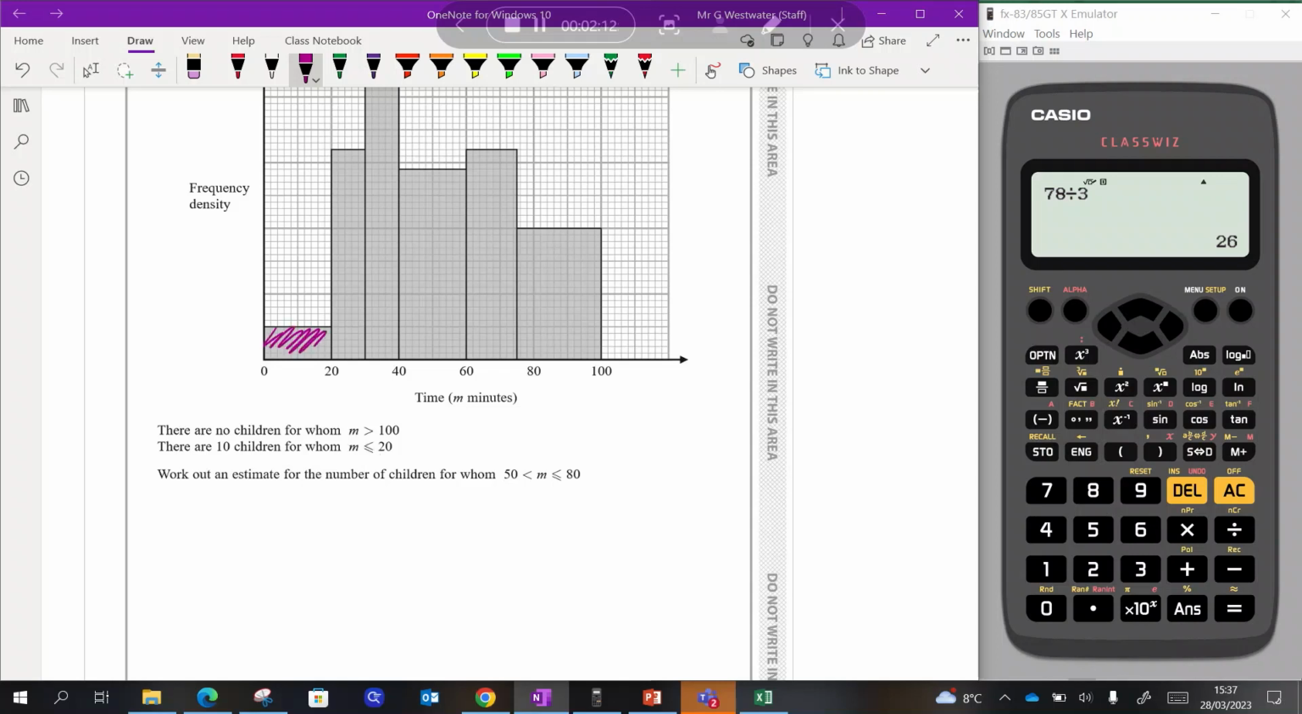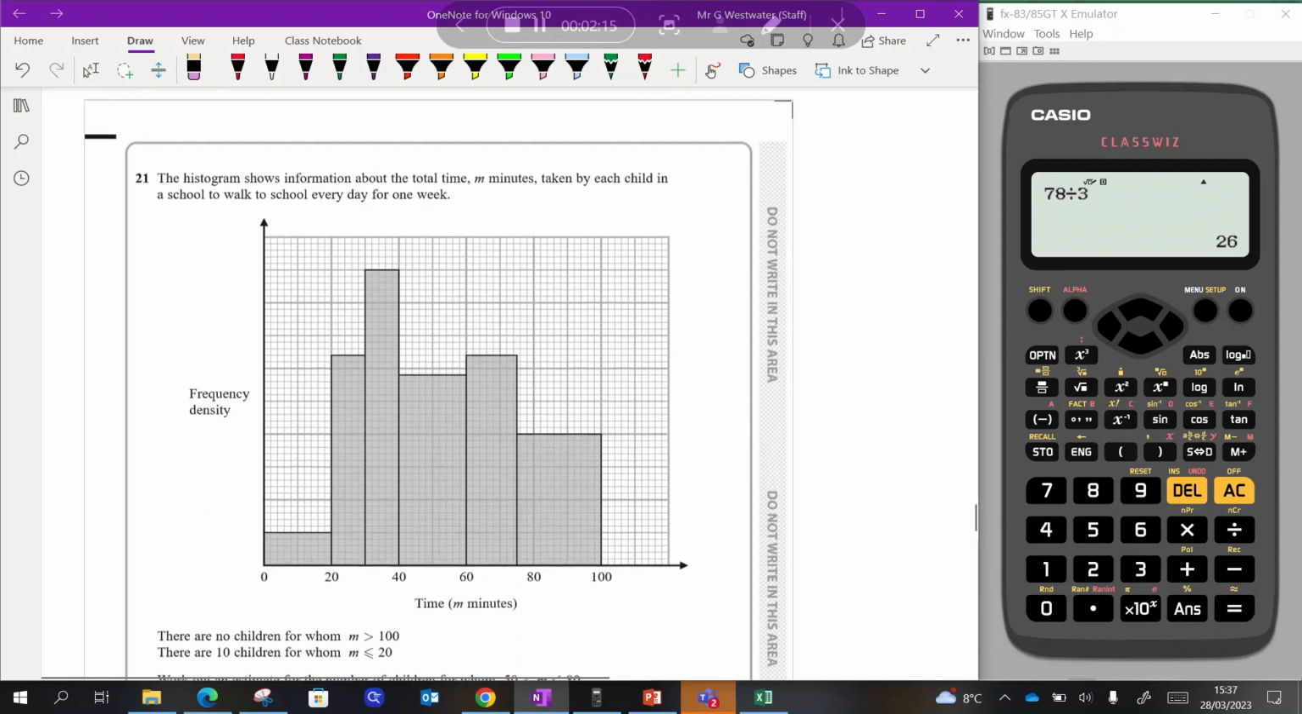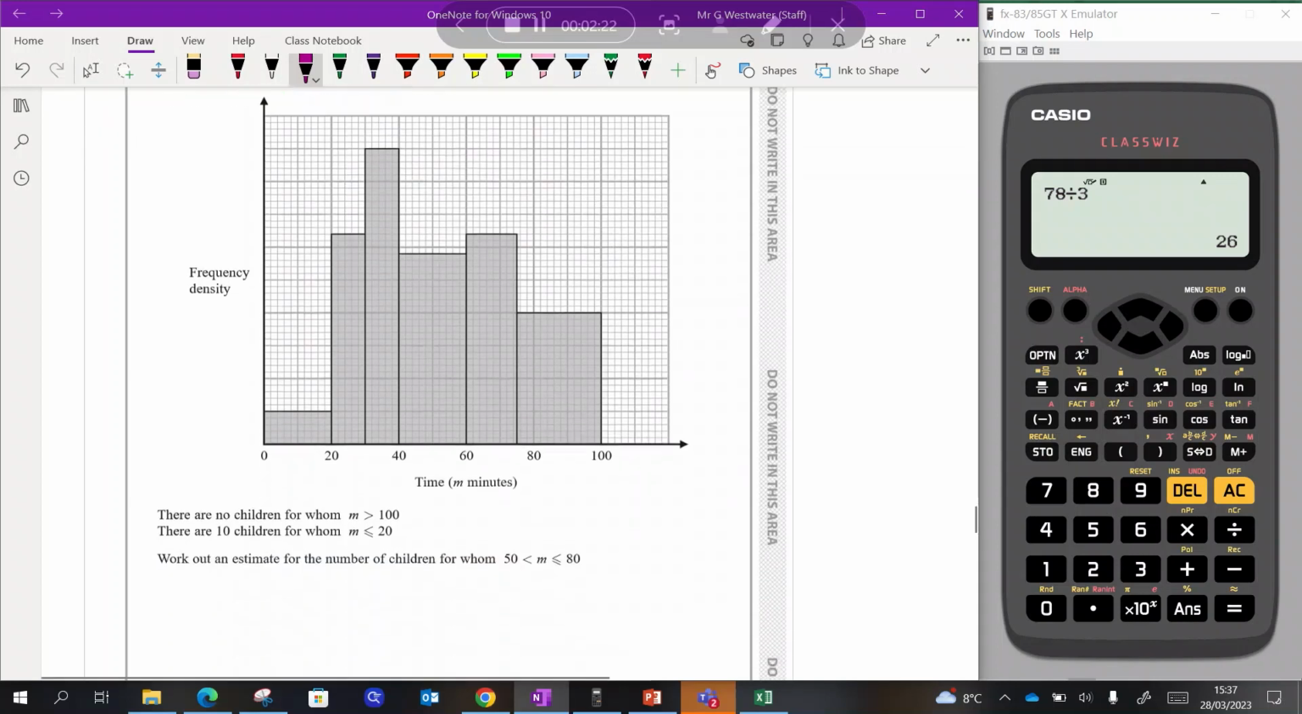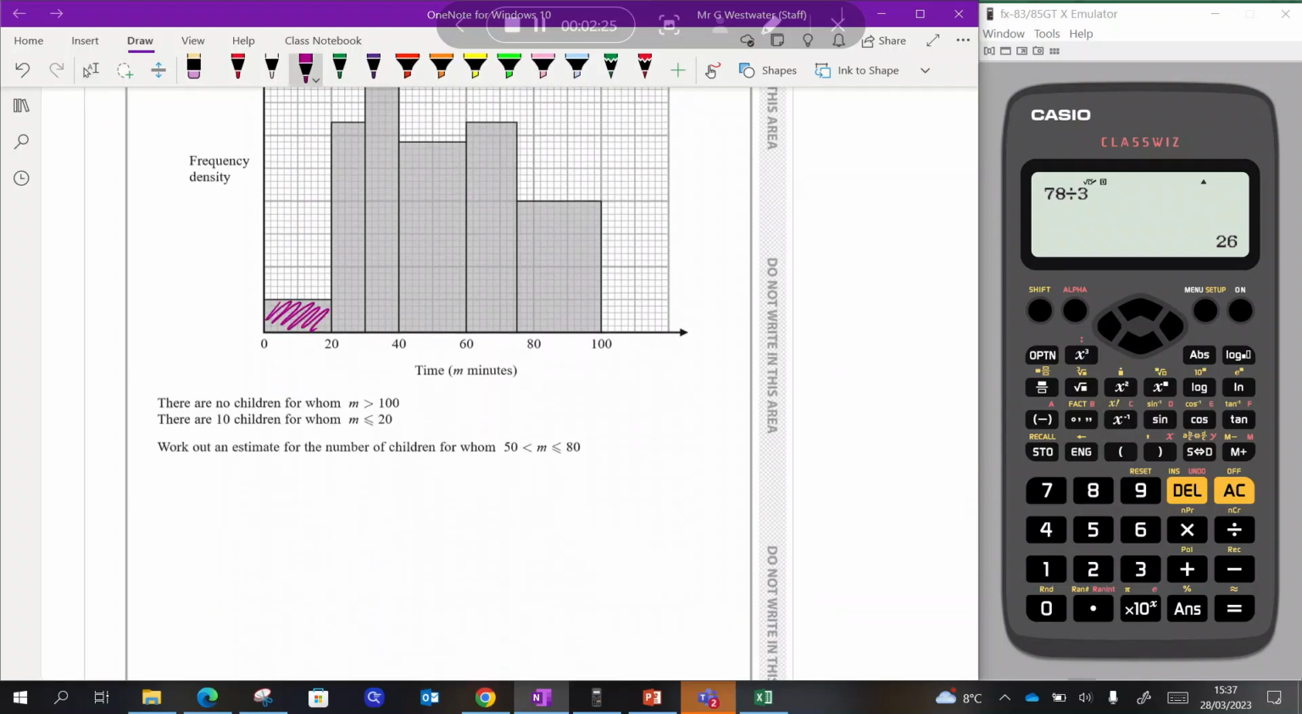So here, this area, and the thing you need to always remember with histograms is that area equals frequency. Okay, so this area represents 10 children. Now we can do this in one of two ways. We can say that each 5 by 5 box represents 5, and you can work out future problems that way, or you could try and work out what the scale is on this side. I'm going to do it by working out what the scale is on this side. So I've got a width of 20.